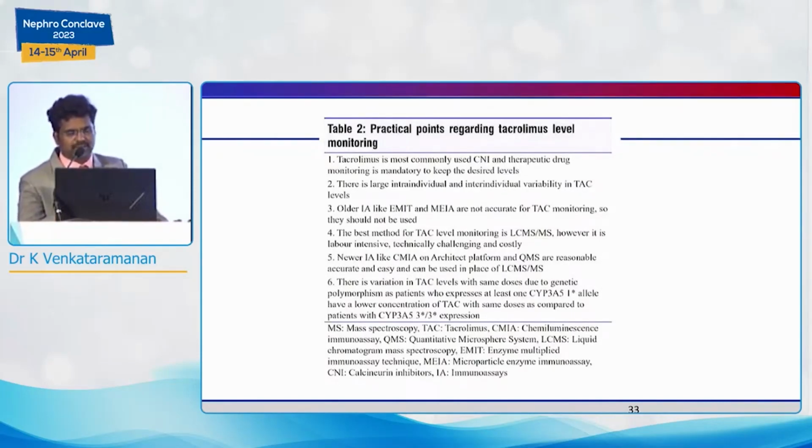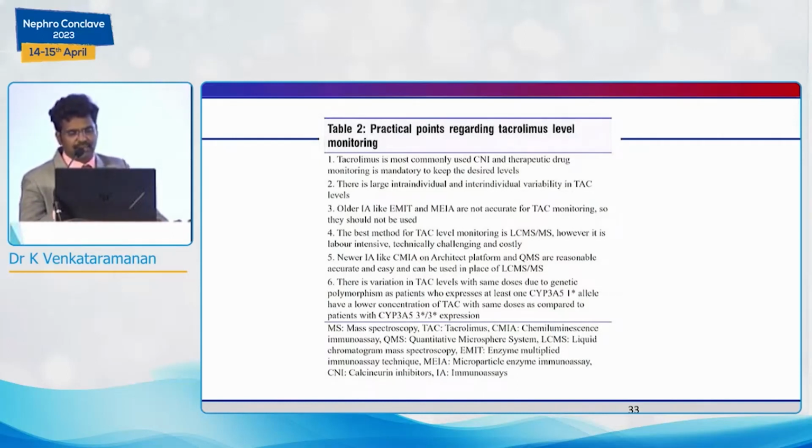As you know, tacrolimus is the most common CNI we are using, and there is a large inter-individual and intra-individual variability with TAC. So the previous methods we are not using. The best method of TAC level monitoring is, as I told, the LC-MS method, that is mass spectroscopy. But now the CMIA is more common because it is reasonable, accurate, and easy, and can be used in most places.